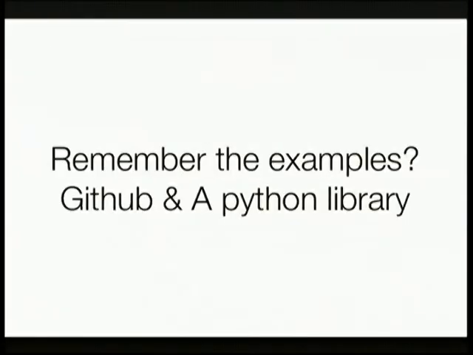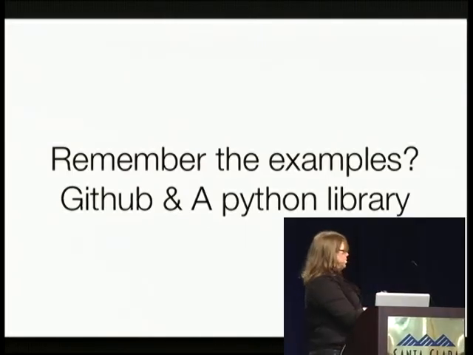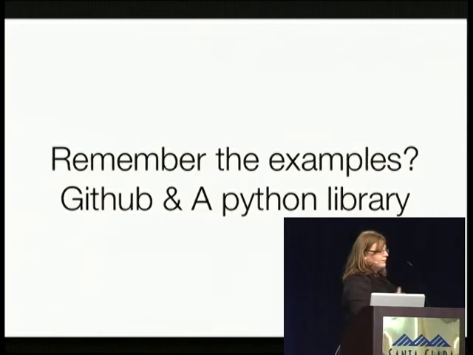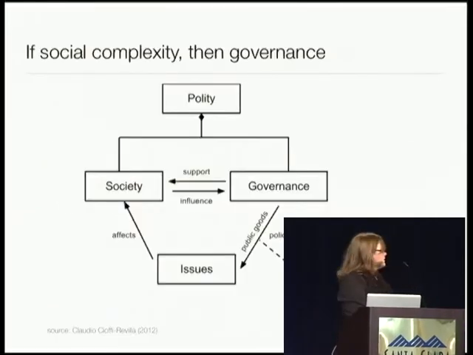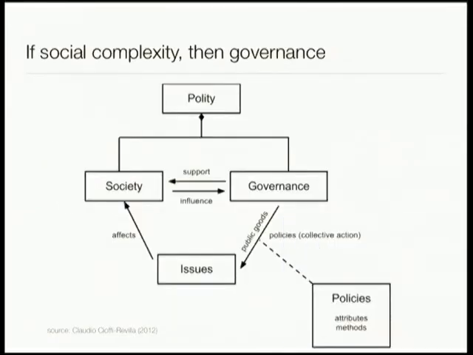Now let's go back to those earlier examples, GitHub and a Python library or Python repo. When you have the governance, you have an issue, they come in, they take care of it, and that is coming from the society that usually is filing those issues.